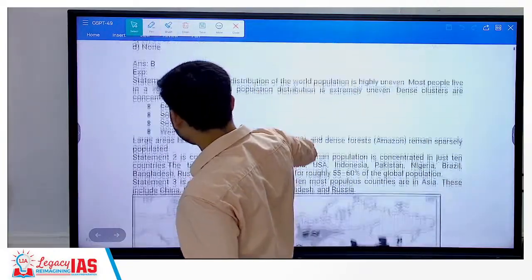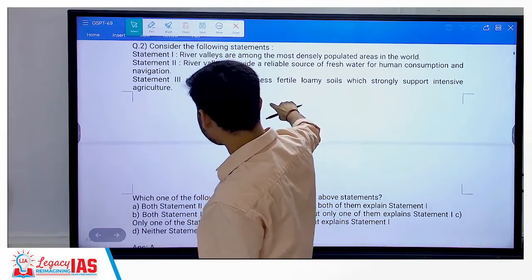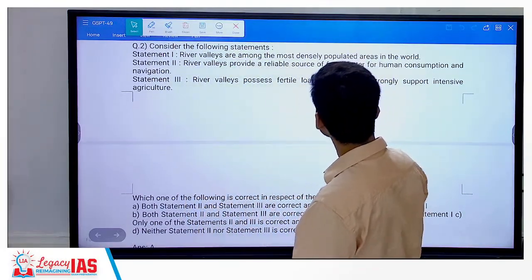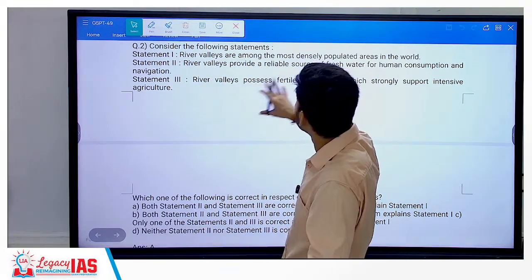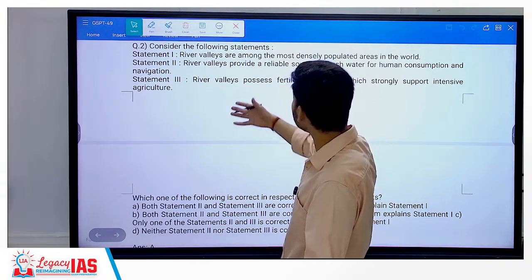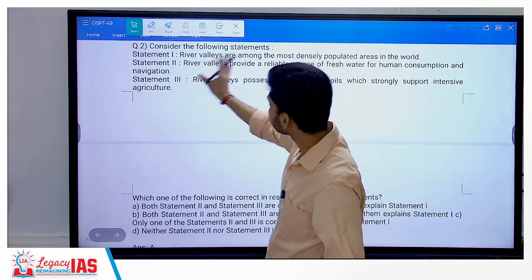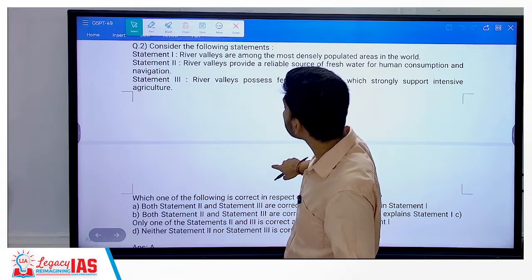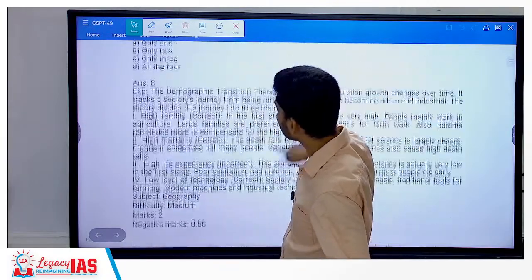Okay, then consider the following statement. River valleys are the most densely populated. You know that all across, we have the highest population near rivers. Why? Because they provide a reliable source of fresh water. That's the first thing. Second, they also have fertile soil. So because of both, you have the highest population there. What is the correct option? A. Okay, so A is the right option.